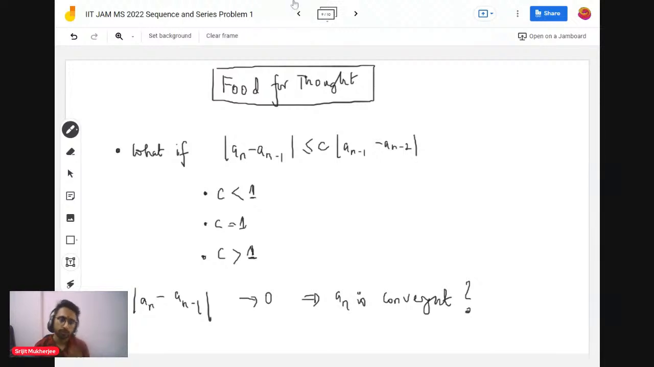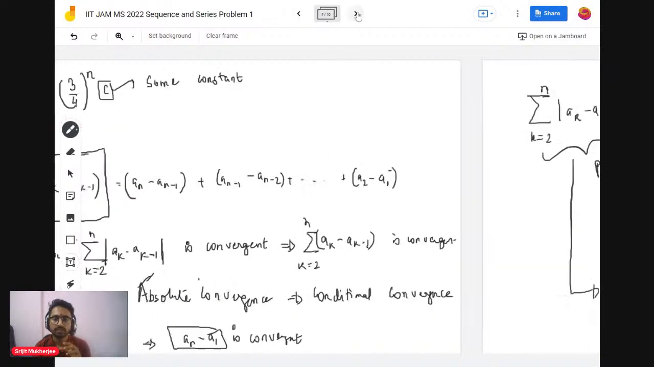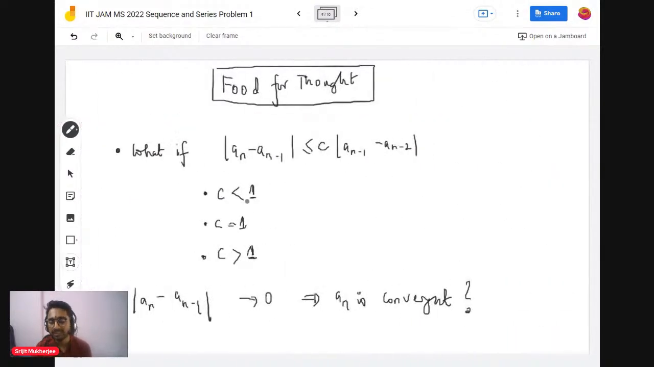So my food for thought questions are the following. I already gave a food for thought in option number A, please go back and visit it. My food for thought question is: what if in this 3 by 4 there was some other constant? If it was less than 1, you can see it would have been geometrically convergent, so it would have been the same thing. What if it was 1? What if it was c greater than 1, like it was less than 2 to the power n? What would have happened? That's my food for thought question for you.